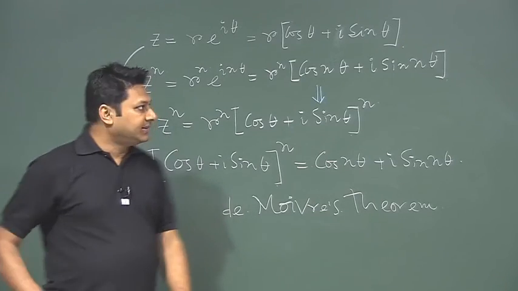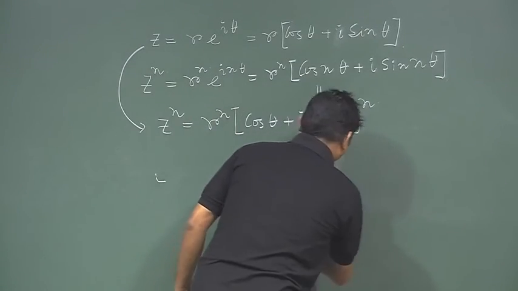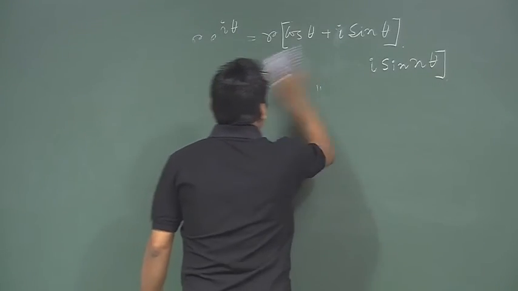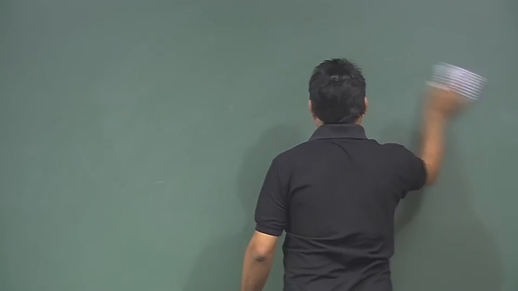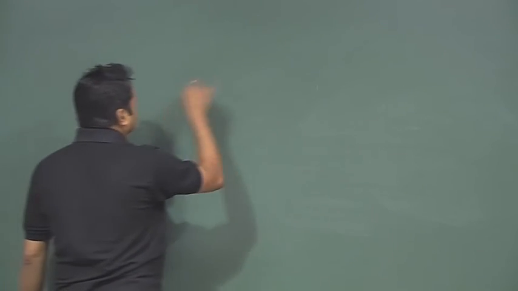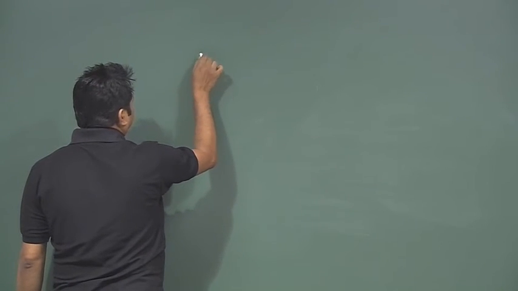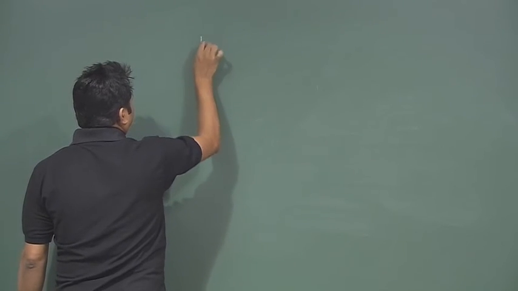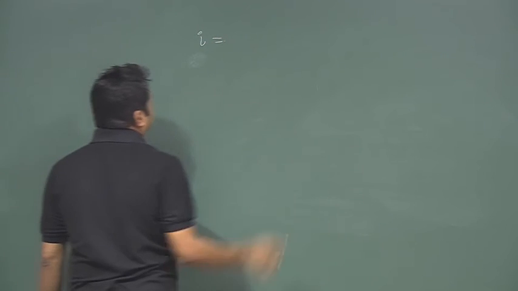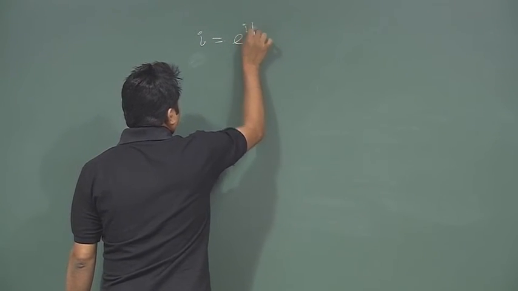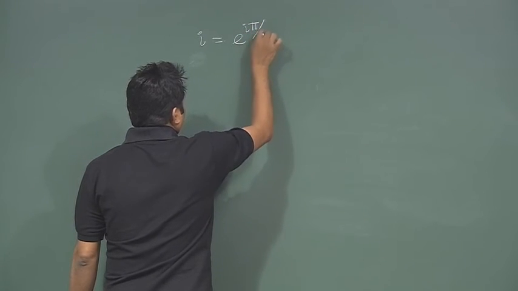Okay. So, next thing is a few equations. But before that, let me show you one thing, that e to the power i pi by 2 represents i.